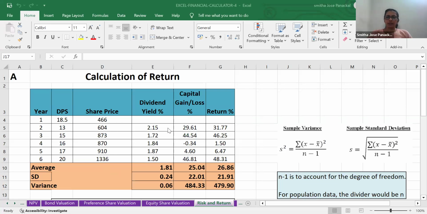Every year you can calculate your yield. What do you mean by yield? Yield is your income, right? Income. And these two are expressed in terms of percentage.